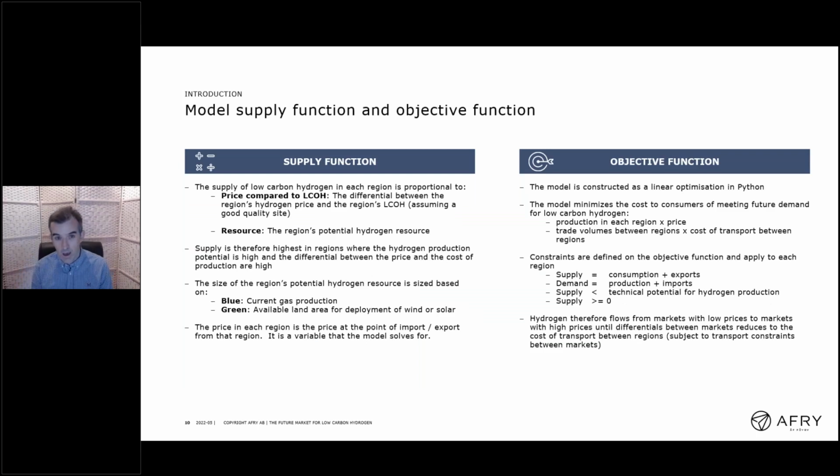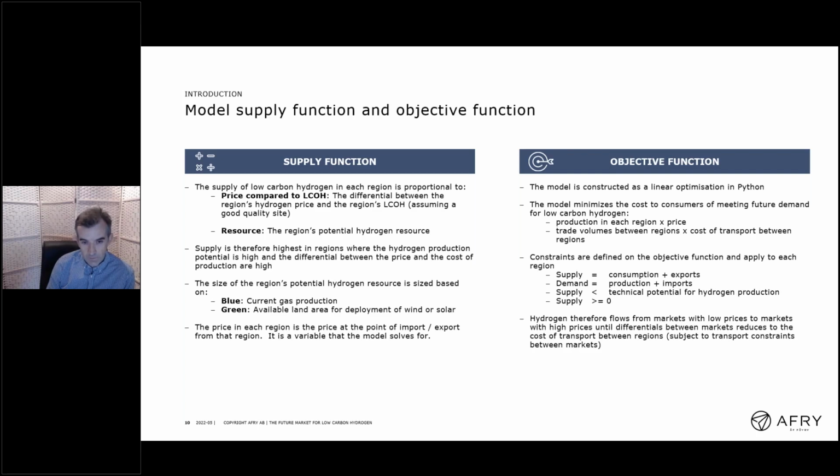So we'd like to be as transparent as possible about how the model works. I think it's important to build confidence in the tool. So this goes into more detail on how we are defining the supply function. It's worth saying briefly on the demand side, we have a fixed assumption on the future demand for low carbon hydrogen. So demand is not a function of price. It's just a fixed number for each region. And we'll describe how we formed that assumption in a later slide.